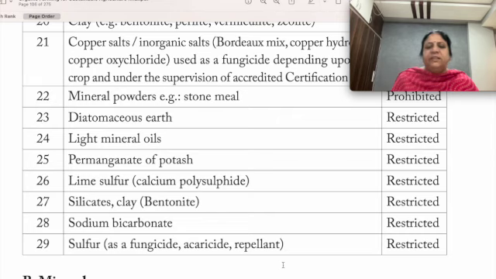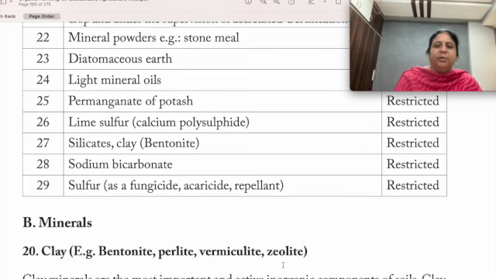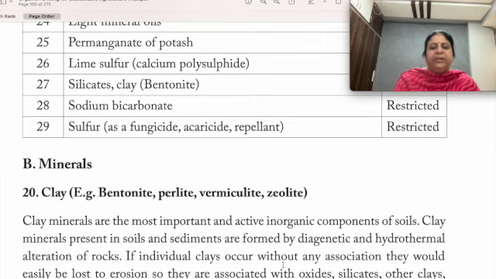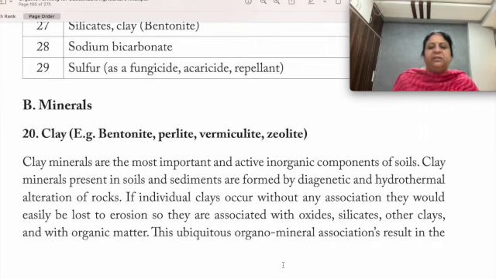So when it is restricted, it doesn't mean those are prohibited to use. They can be used with the proper permissions and proper establishment of the need. Clay, bentonite, perlite, vermiculite, zeolite.